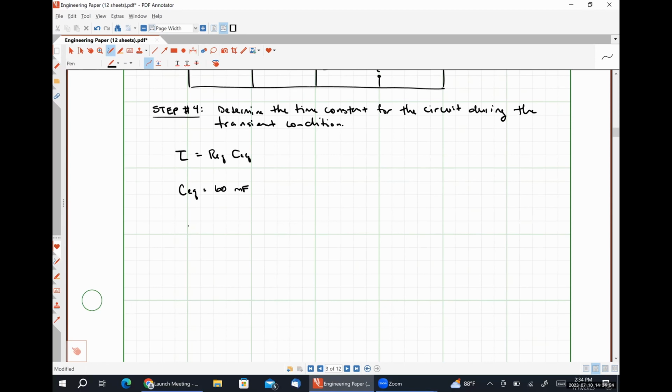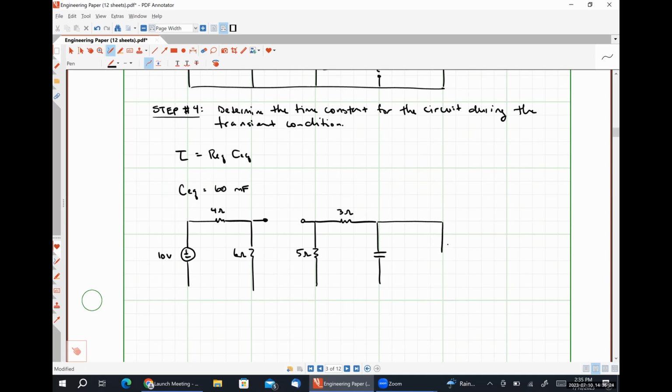So let me draw that out here. So here's our 10-volt source. Our 4 ohm resistor. Our 6 ohm resistor. The open circuit, because the switch is open during the transient condition. 5, 3. Here's our capacitor. There's our 12 ohm resistor. So here's our circuit during the transient condition.